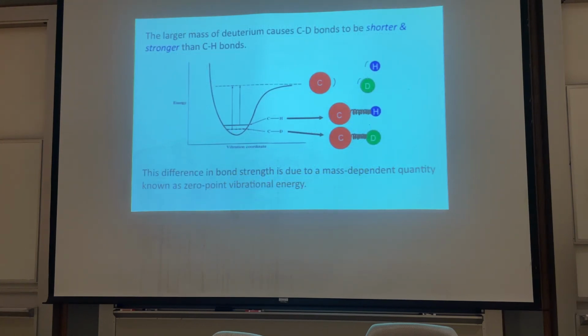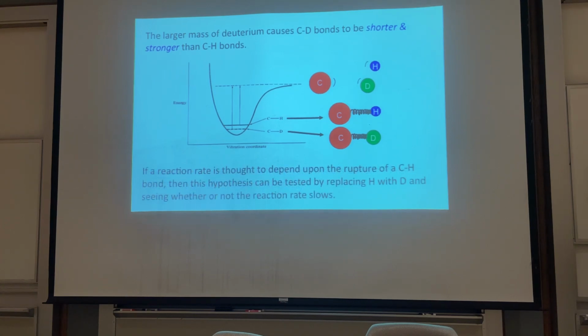The larger mass of deuterium causes C to D bonds to be shorter and stronger than C to H bonds. This difference in bond strength is due to a mass-dependent quantity known as zero-point vibrational energy. If a reaction rate is thought to depend upon the rupture of a C to H bond, then this hypothesis can be tested by replacing H with D and seeing whether or not the reaction rate slows.